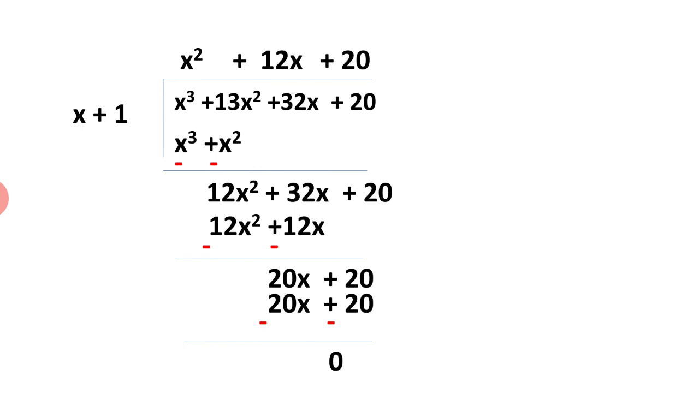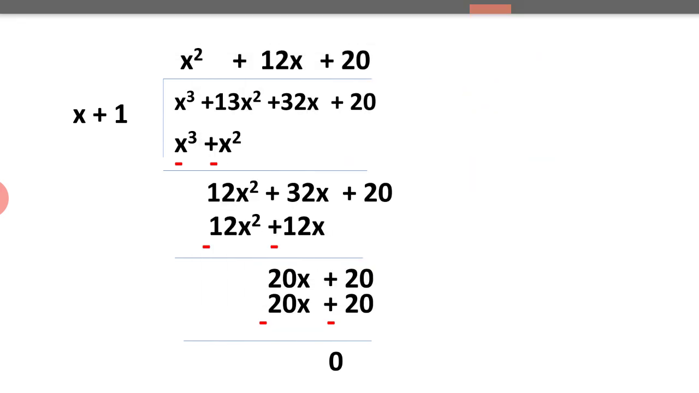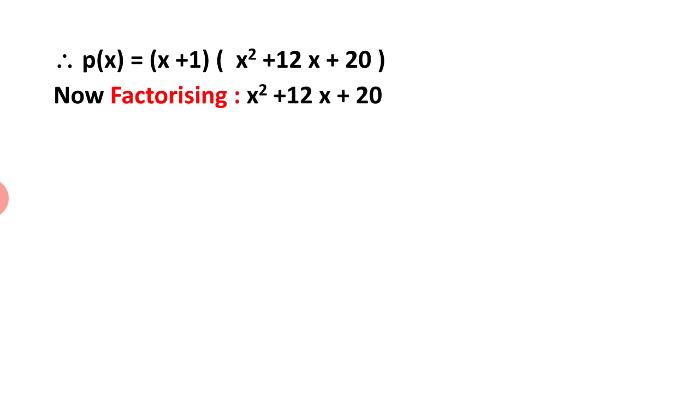So now which two factors you have obtained, children? You have obtained here two factors. One is x plus 1 which we decided earlier and another factor x square plus 12x plus 20, which is a quadratic polynomial. So let us factorize it. So we write p of x is equal to x plus 1 into x square plus 12x plus 20. Factorizing it by splitting middle term.